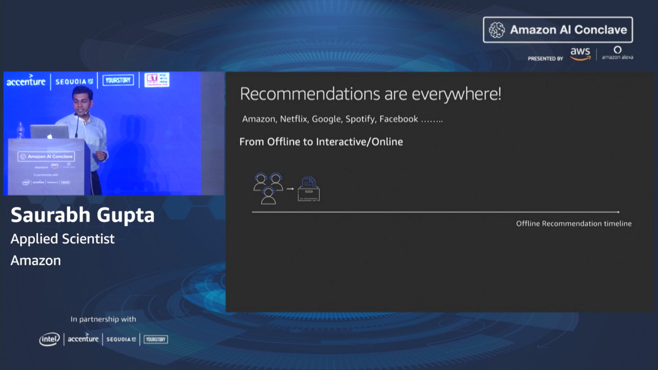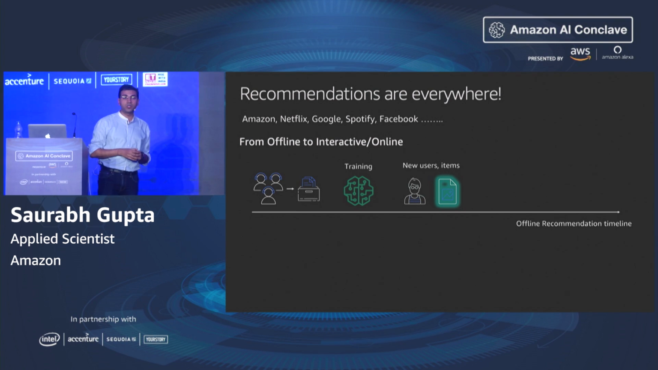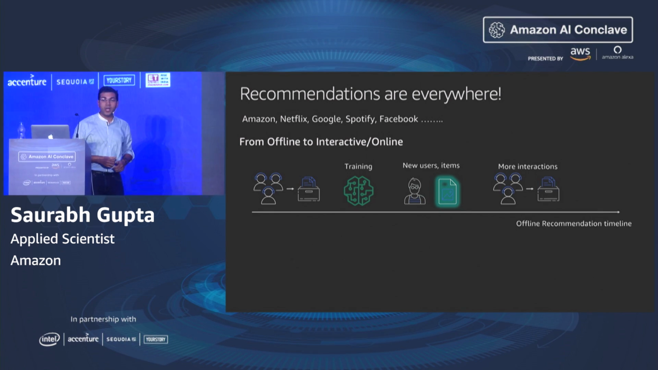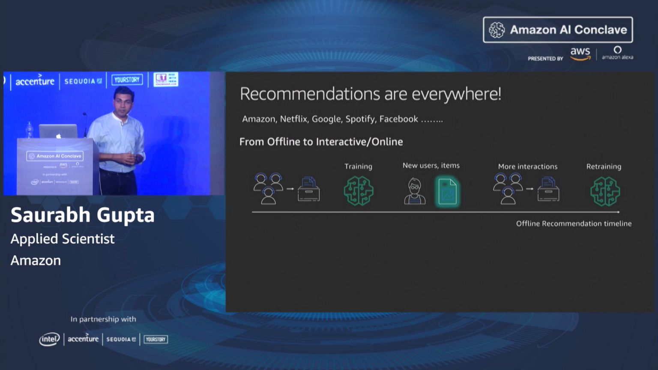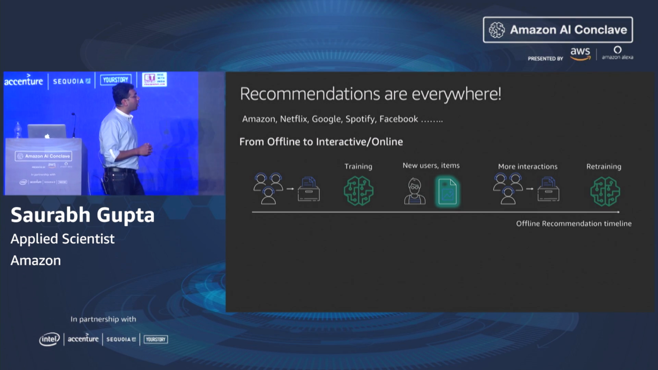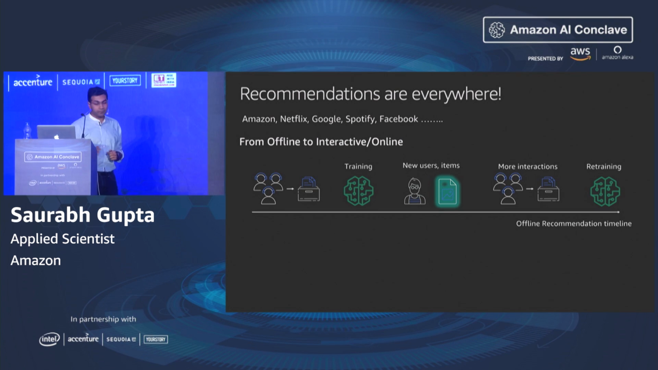So we collect this data set, and then we train a model. Over the course of time, new users arrive, new items arrive. New users interact with new items and old items, and more interactions happen. And then finally, we retrain the model. And this cycle goes on and on. There are certain issues in offline recommender systems.